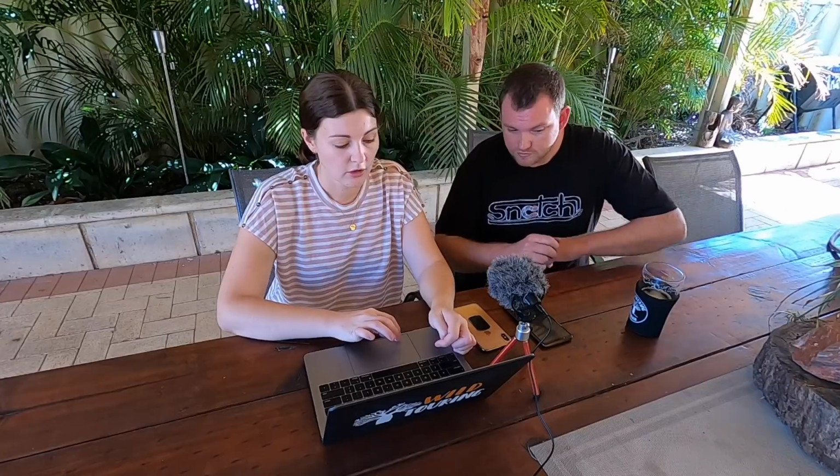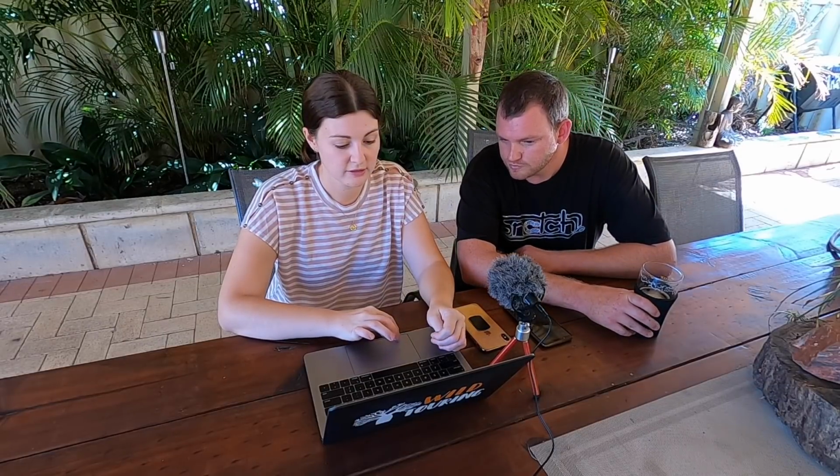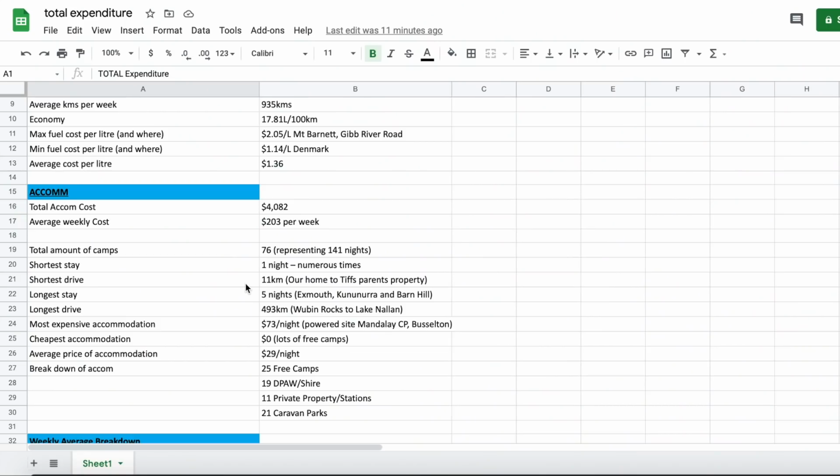Our shortest drive was 11 kilometres, and that was on our way back south through Perth, a stop that we did to pick up a few things. That was from our home to my parents' property, just because we stayed the night there to catch up with them.